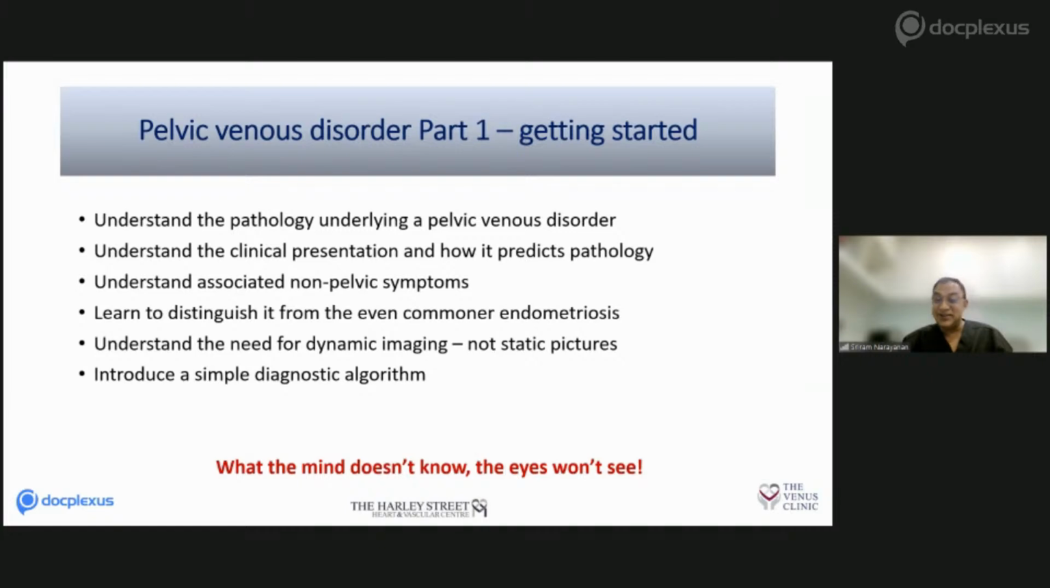Remember, 1 in 10 women probably have endometriosis. 40% of all women have chronic pelvic pain. Pelvic venous disorders, about 15 to 20% of women have pelvic venous disorders.